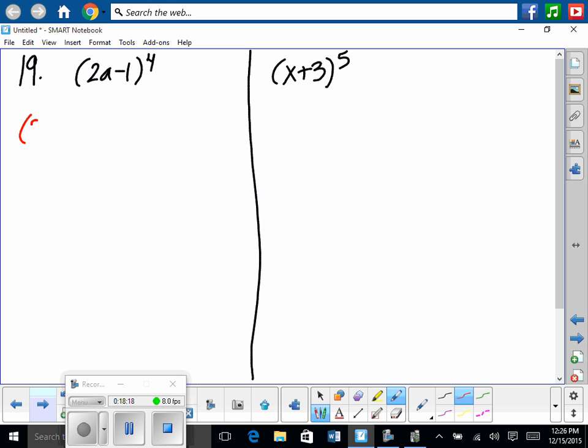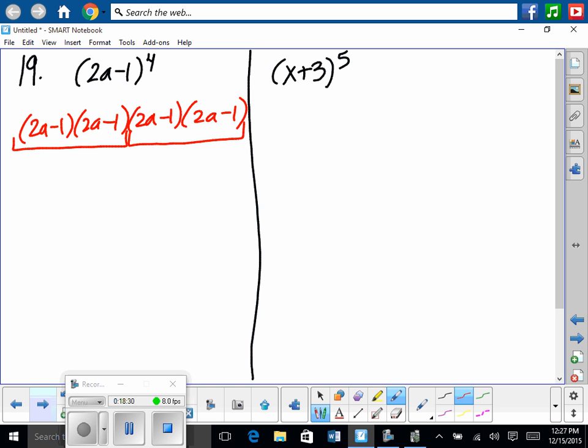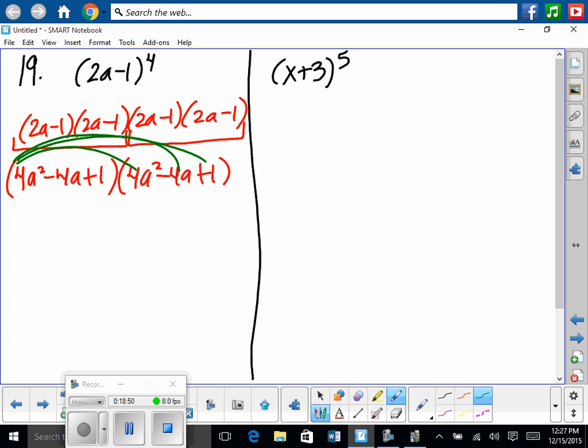Okay, so we're asked to expand these things. I'm not going to take a whole lot of time to do it, but we had to rewrite this as 2a minus 1, 2a minus 1, 2a minus 1, 2a minus 1, 4 times. I multiply those two together, combine like terms, multiply those two together, combine like terms. And if you do that, you should be multiplying 4a squared minus 4a plus 1 times 4a squared minus 4a plus 1. You'd very carefully distribute.